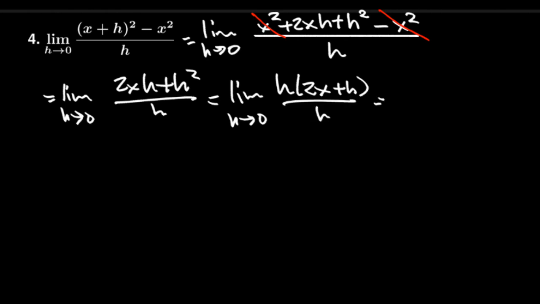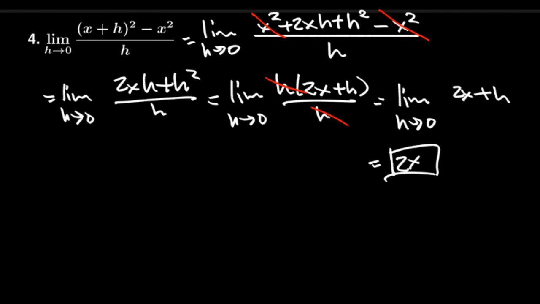By now, it should be pretty clear how you get that. Divide that out. And then we get the limit as h approaches 0 of 2x plus h. And then directly substitute h with 0. Then we get 2x. So, this is actually an instantaneous rate of change problem.